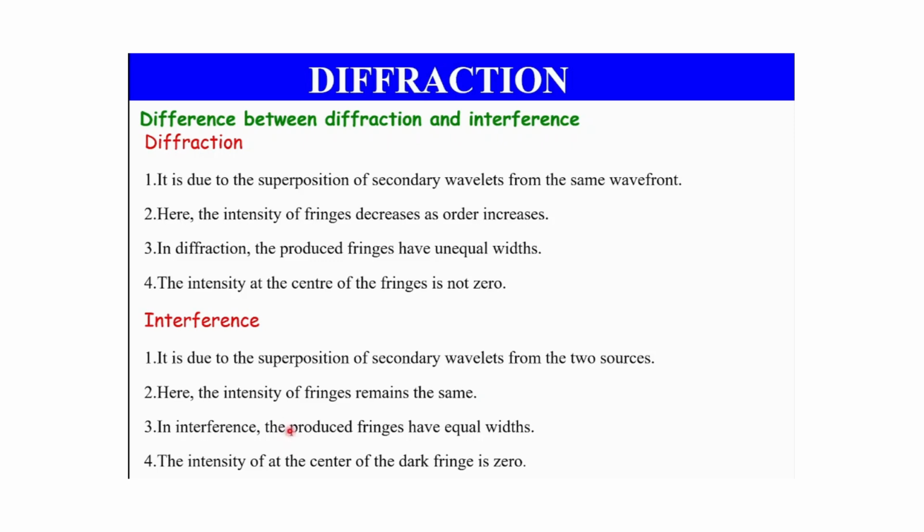In the interference phenomenon, the produced fringes have equal widths. The intensity at the center of the dark fringe is zero. These are the main differences between diffraction and interference.